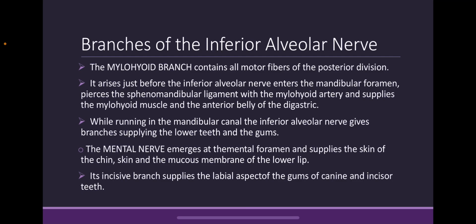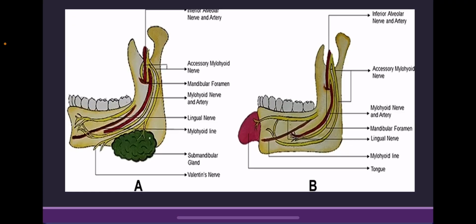The mental nerve emerges at the mental foramen and supplies the skin of the chin and the mucous membrane of the lower lip. Its incisive branch supplies the labial aspects of the gums of the canine and incisor teeth, as you are seeing in the picture.